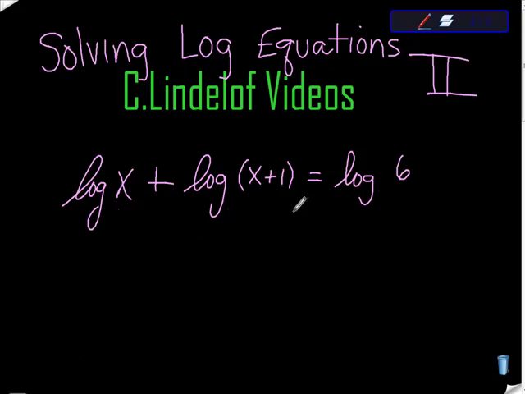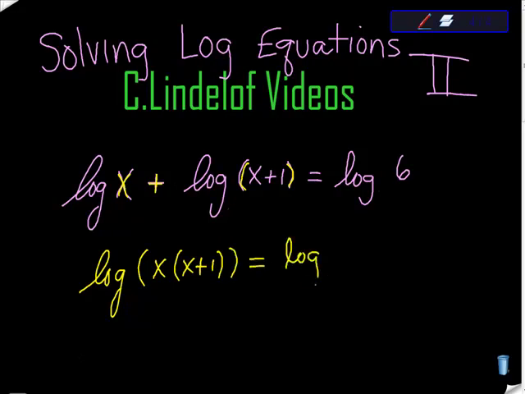Because the bases all match, I can follow these properties. The first property says that if I see a multiplication sign between logs of the same base, I can multiply their arguments. The argument here is this x, and the argument over here is this whole thing right here. So I'm going to combine this and say I really have log of x times x plus 1 is equal to log of 6.